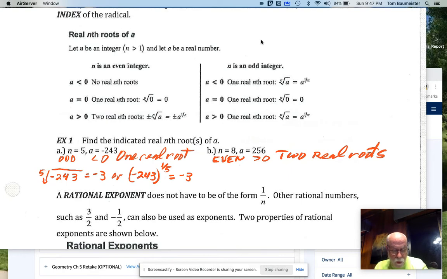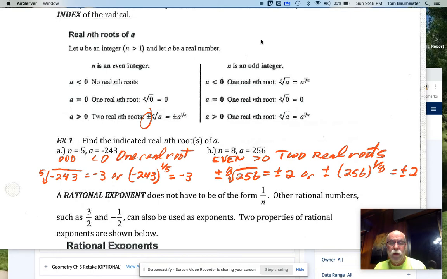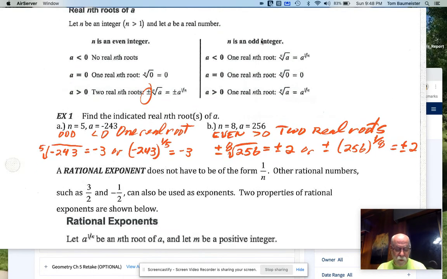Again, notice how here it did put the plus or minus there for us. So we're going to say the same thing, plus or minus the 8th root of 256, which will equal plus or minus 2. Again, you can plug it in your calculator that way, or you can plug it in your calculator as 256. Notice it's in parentheses. I'm going to put the 1/8 on the outside. And again, that would equal plus or minus 2. We'll try it both ways and you can see.